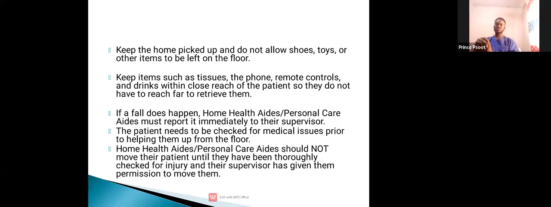Then, if a patient falls, the home health aide or personal care aide must report this immediately to the supervisor. The patient needs to be checked for medical issues prior to helping them up from the floor. Home health aides or personal care aides should not move their patients until they have been thoroughly checked and you are sure that there is no injury. The supervisor has to give permission to move them.